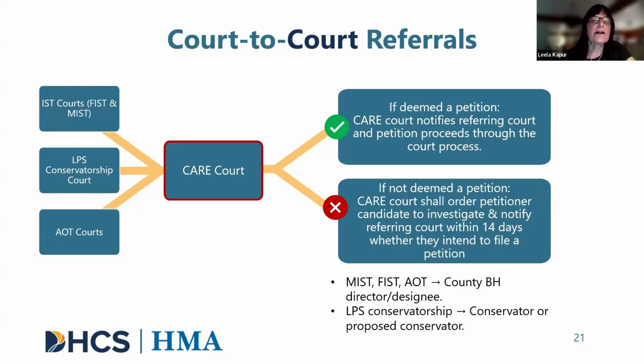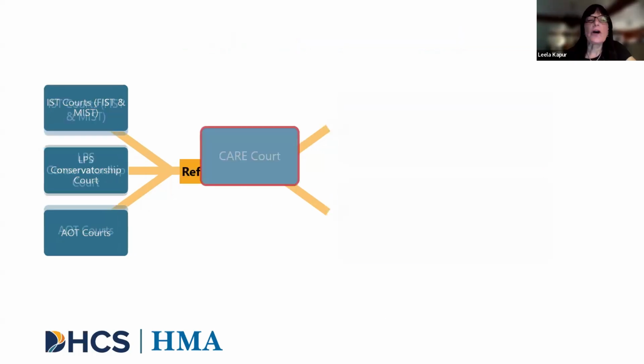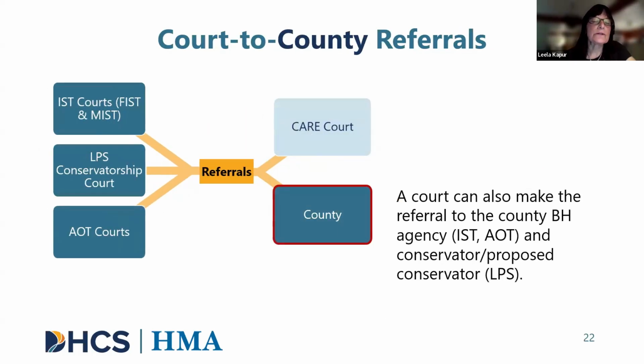Moving to the next slide, we're going to talk a little bit about another pathway that courts can use to make a referral to CARE. And again, we're still talking about the IST courts, the LPS courts, and the AOT courts. As we talked about before, they can make a referral to the CARE court. Their other alternative is to make a referral directly to the county.